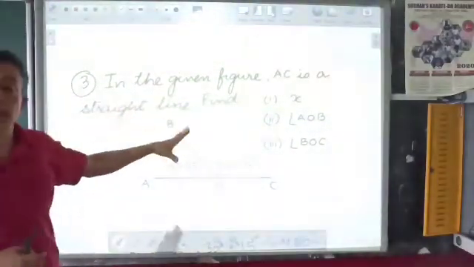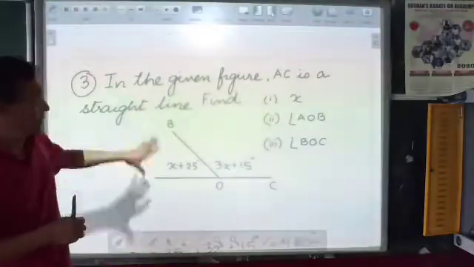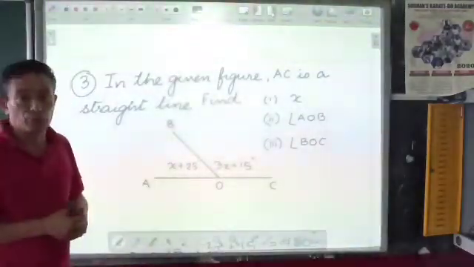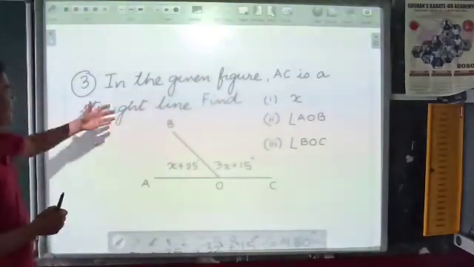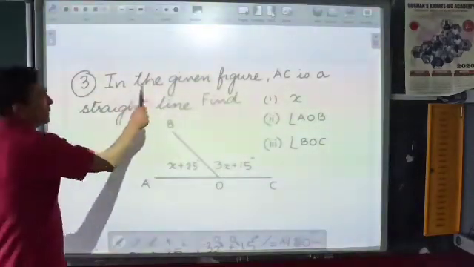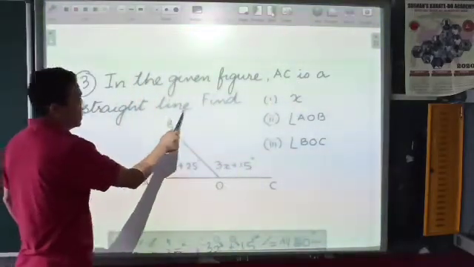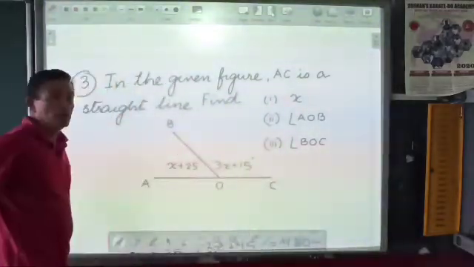The sum is done in the exercise, in the assignment. However, I am going to explain it to you how we are coming to the answers. Let's take question number 3. In the given figure, AC is a straight line. Find, there are 3 things to find.